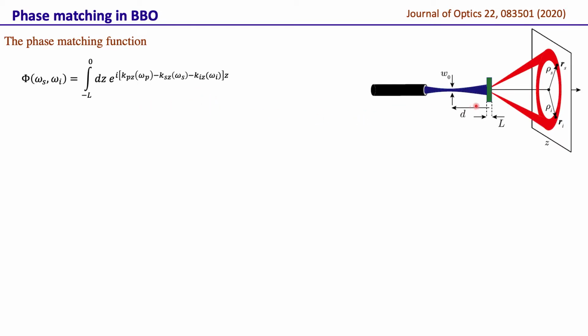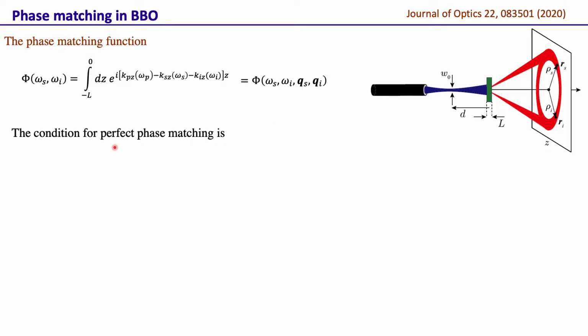Here, since we are considering the directions to be fixed, although I am showing this as an angle, we are pretty much considering things that are almost collinear to the z direction. So sometimes we can also write this phase matching function as phi of omega s, omega i, qs, qi, just to show at what directions we are talking about this phase matching function.